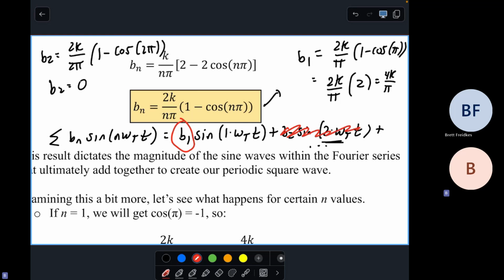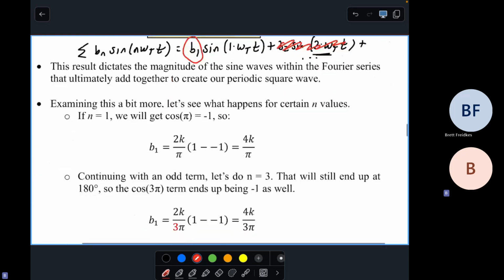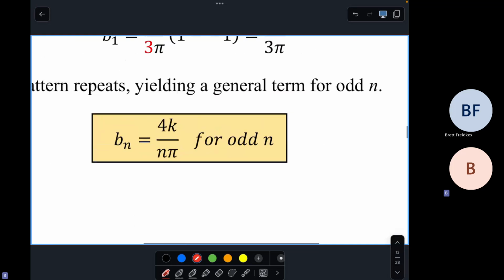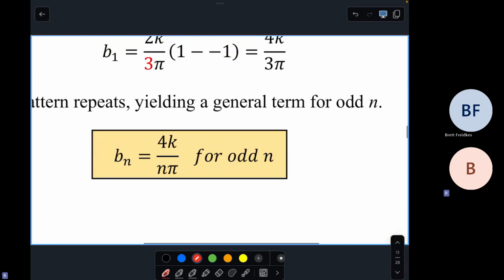Again, we're looking for the presence of what sine waves are in our periodic function. So by showing that b1 is non-zero, that means that the fundamental is present. By showing that b2 is 0, that means that double the fundamental is not present. And you can repeat this process. I even generalize it here to say that it's always going to be 4k over n pi for odd n. We got 4k over pi for b1, we get 4k over 3 pi for b3, and so on.